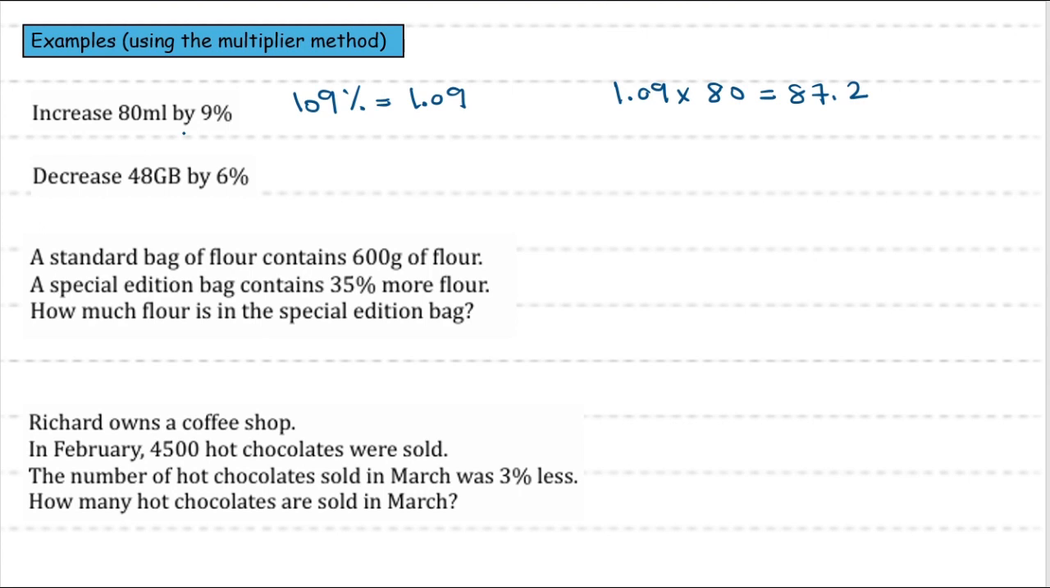Decrease 48 gigabytes by 6%. Because it's a decrease, we have to do 100%, take away 6%, which is 94%. And in decimal, that becomes 0.94. So we have to do 0.94 times 48, which gives us 45.12.